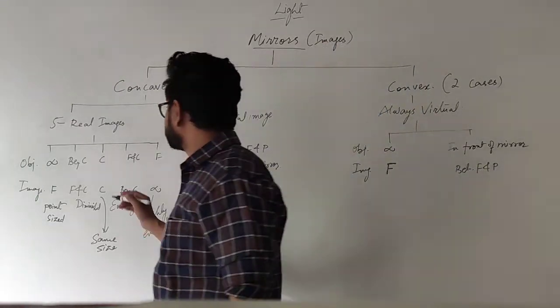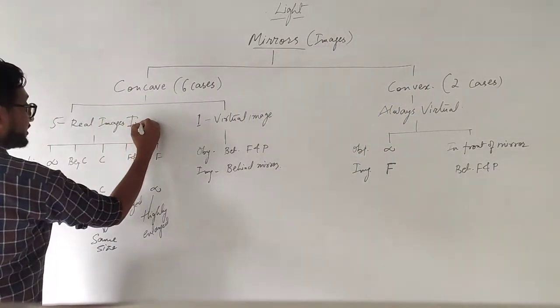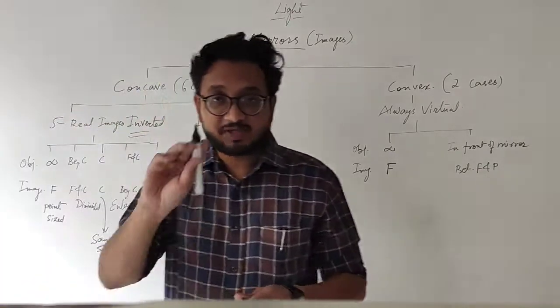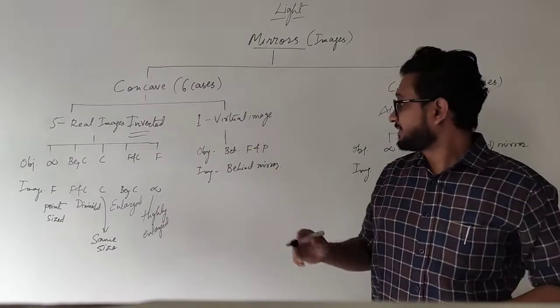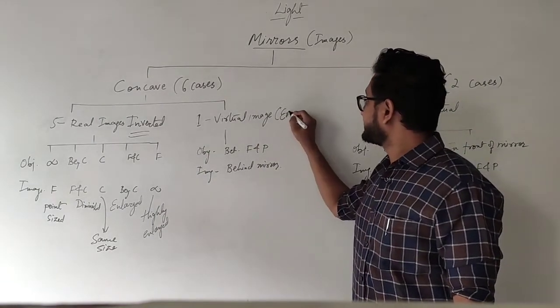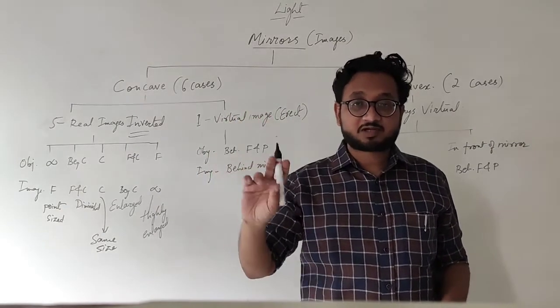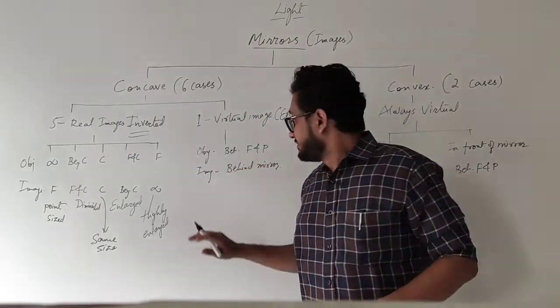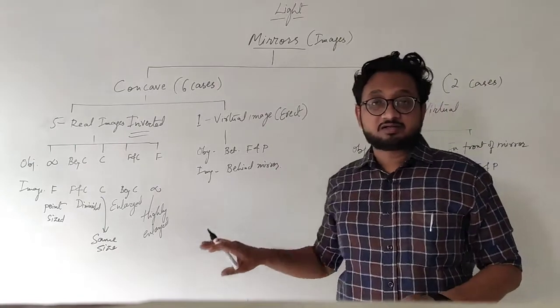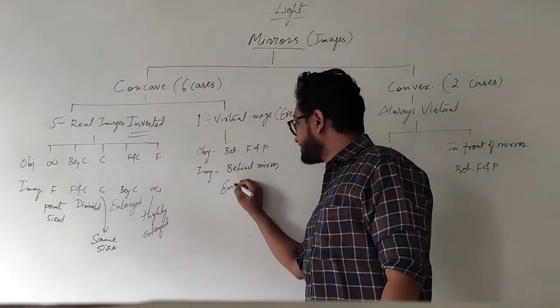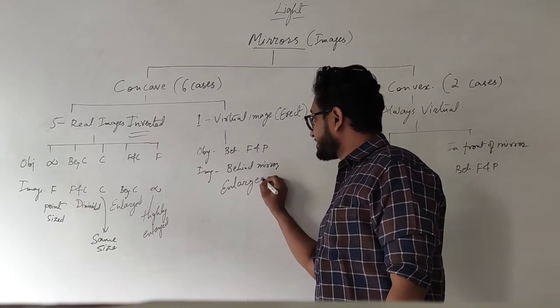In all these cases the image will be inverted, that means upside down. Okay. In this case it will be an erect image. The image will be standing upright, as the object. But it will be behind the mirror. That means it will be a virtual image and it will be an enlarged image. The image will be larger than the object.